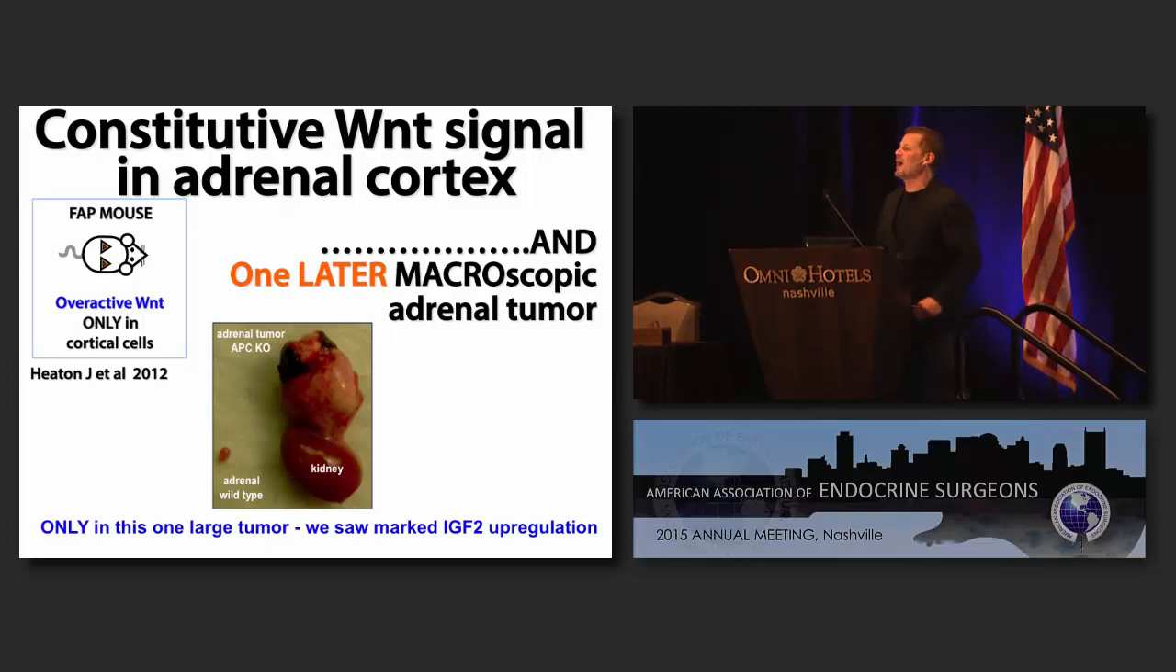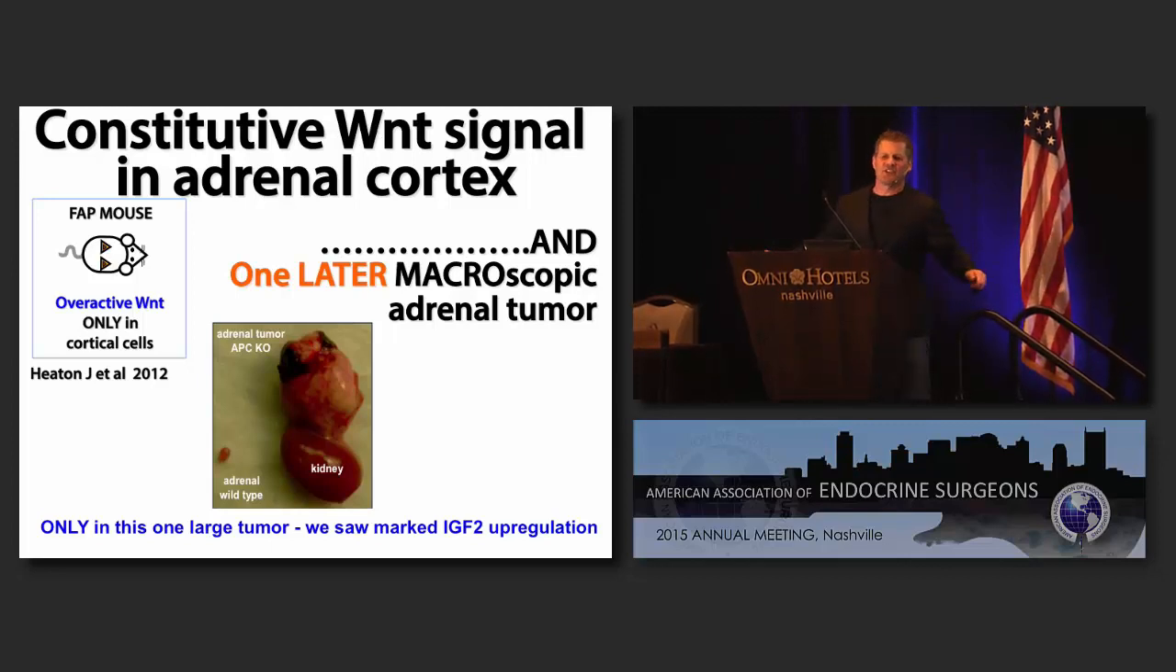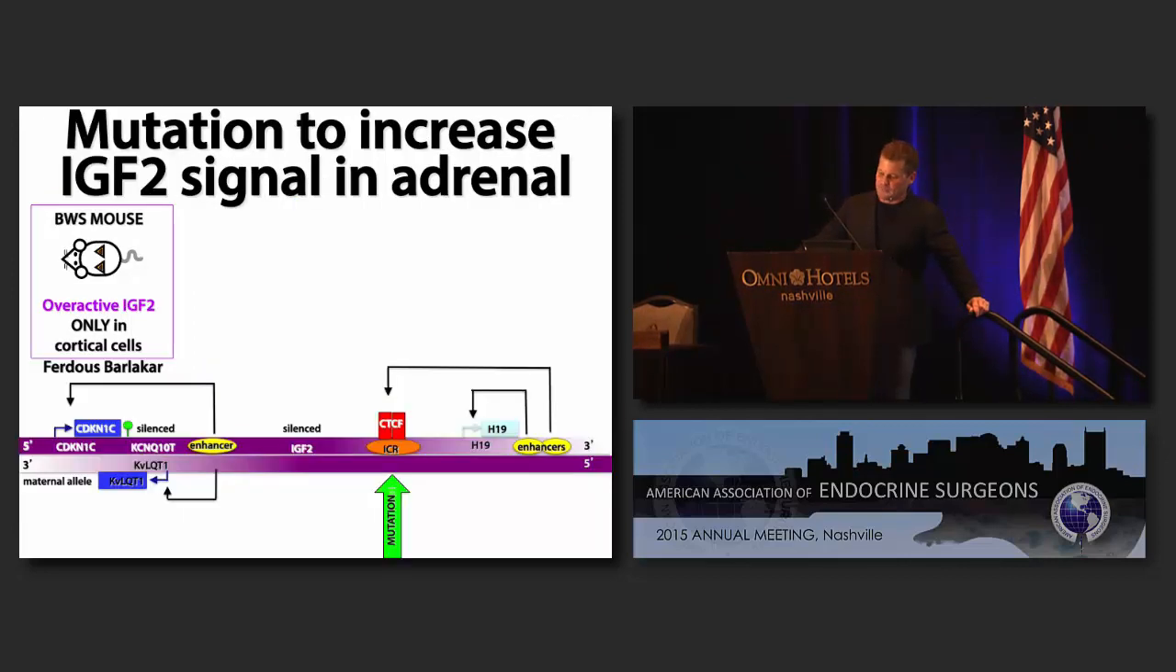And Ferdows posited that, well, there must be a second hit going on here. And he posited that the second hit was IGF-2. I said, no, it's not going to be that simple. Well, I'll be darned, he looked at IGF-2, and in that adrenal only, and in none of the adrenals of the other 50 mice, IGF-2 was twofold upregulated, just like you see in Beckwith-Wiedemann syndrome, just like you see when you get a second IGF-2 hit in adrenal cancer.